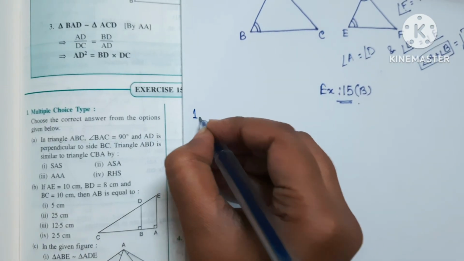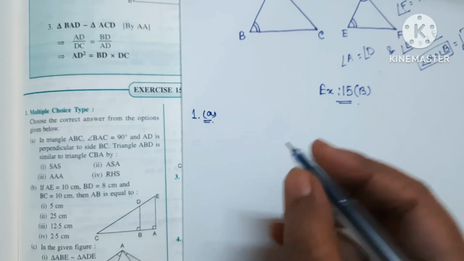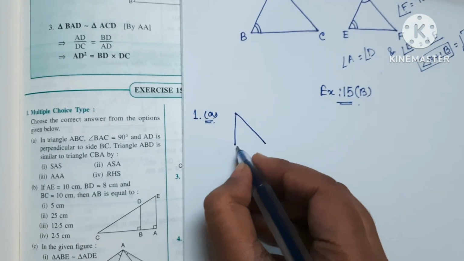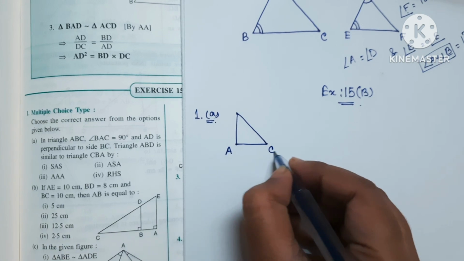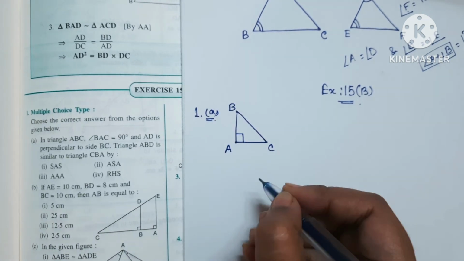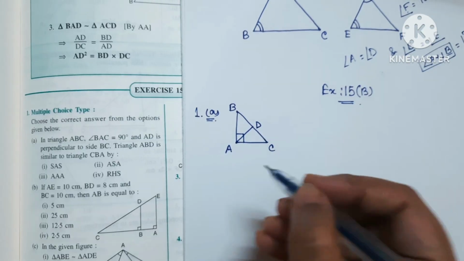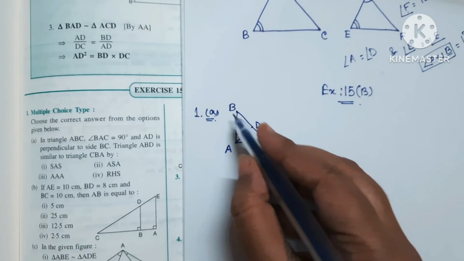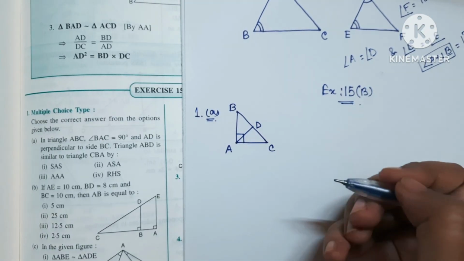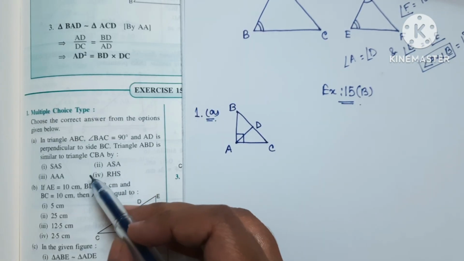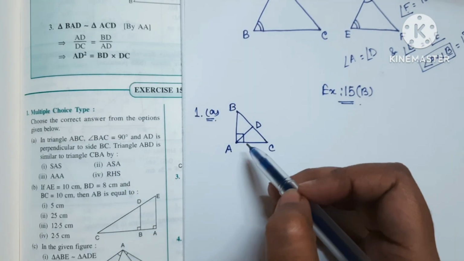Question number 1. A. In a triangle ABC, BAC is 90 degree. So this is 90 degree and AD is perpendicular to BC. Okay. So this is D. Now triangle ABD is similar to triangle CBA. That you have to prove. No need to prove. Actually, you have to identify by which postulates these 2 triangles are similar.